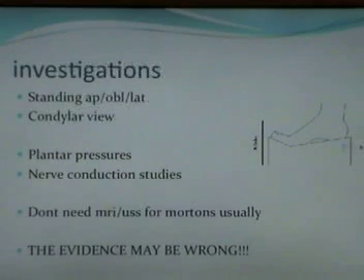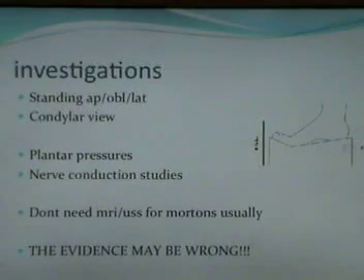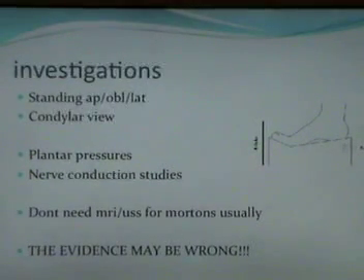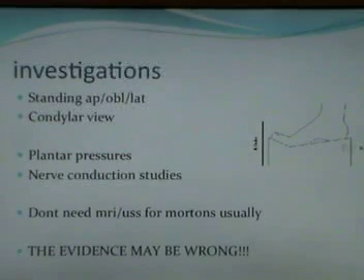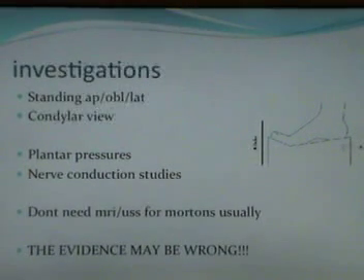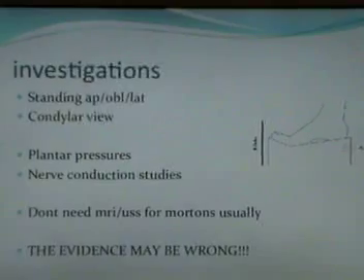Ultrasound and MRI scans are often useful. Myerson wrote a paper which described poor sensitivity of MRI scan and ultrasound scan for Morton's neuroma, but the quality of scanners these days is so much better that the sensitivity is approaching 100%, and it may actually be that the evidence in the literature is wrong.